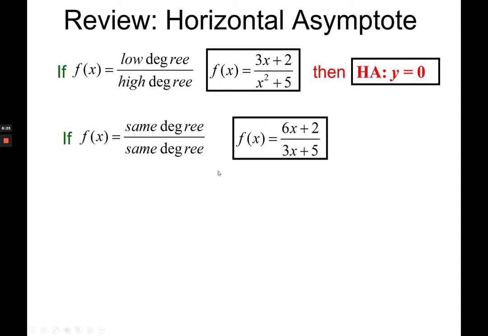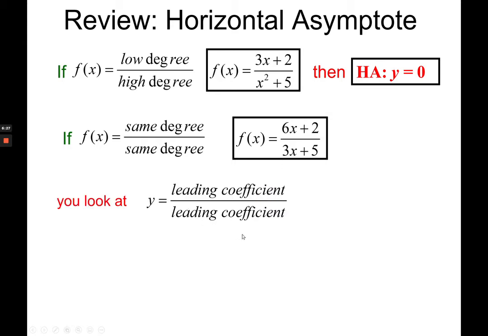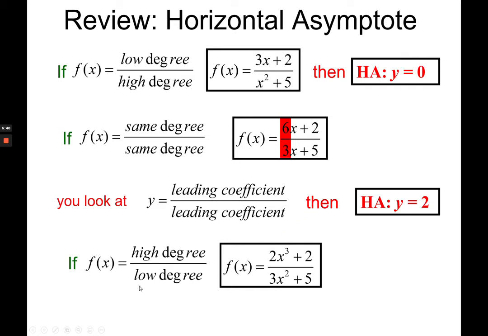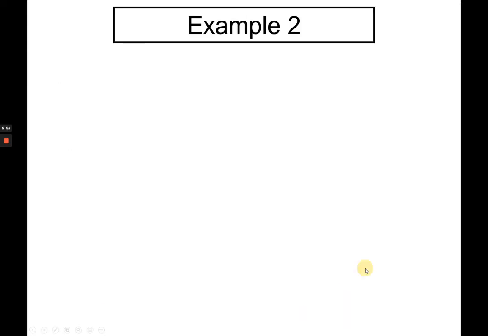The second case, if the degrees are equal, see, we have here 1 over 1, you just divide your leading coefficients. The leading coefficients are 6 and 3, and you're just going to divide them. That's why if this is the given, your horizontal asymptote is 6 over 3, which is 2. Lastly, if it's reversed, the degree on top is higher than the degree below, then there is no horizontal asymptote. Okay? And I guess we are ready.